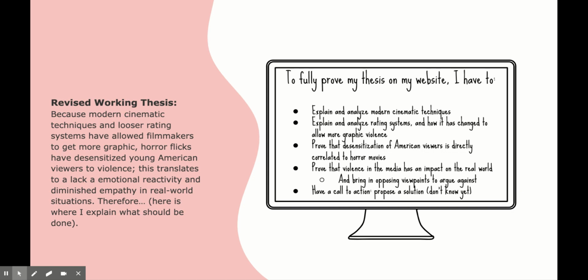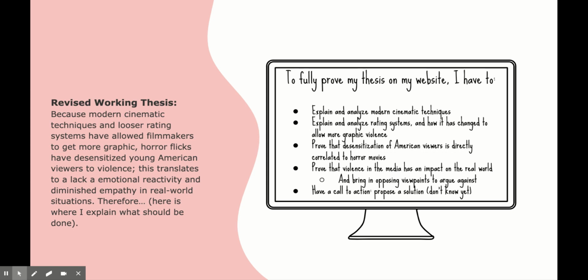We need to do a thesis like this, a revised working thesis. But I know that my topic has a problem with it. So my revised working thesis is going to be: because modern cinematic techniques and looser rating systems have allowed filmmakers to get more graphic, horror flicks have desensitized young American viewers to violence. This translates to a lack of emotional reactivity and diminished empathy in real-world situations.